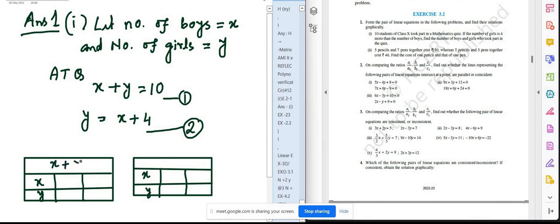x plus y equals 10. If you consider x equals 0, then y equals 10. Up to 10, if you take, no problem. y equals 0, then x is also 10. Here the second equation is y equals x plus 4, right? If you consider x equals 0, then we'll get y equals 4, right? If x equals 2, if we consider, then y equals 6. This is point A, this is point B, this is point C, and this is point D.